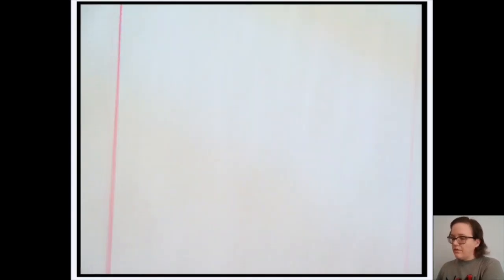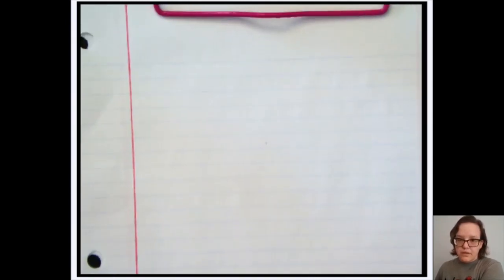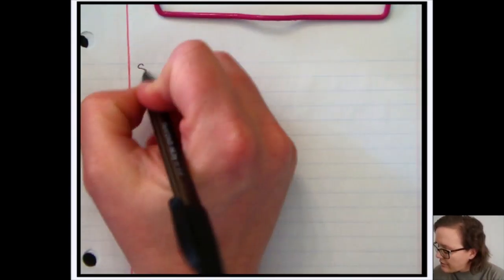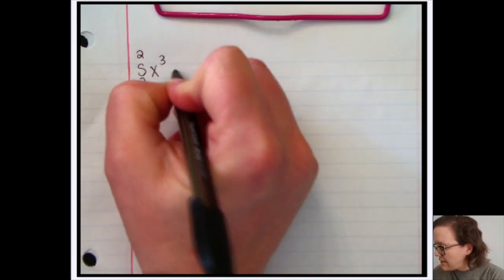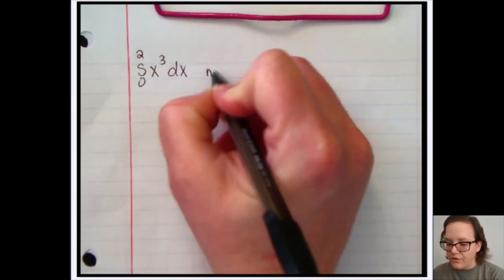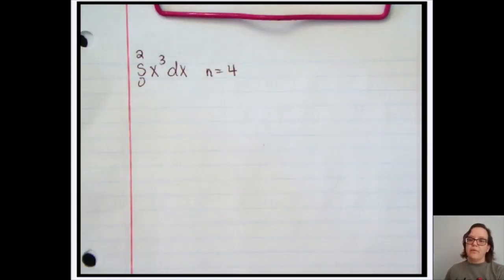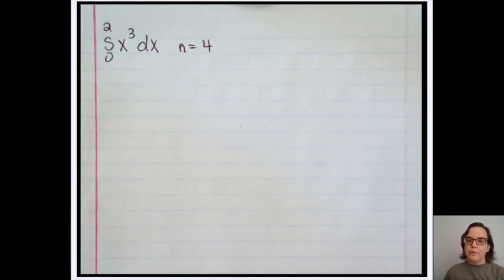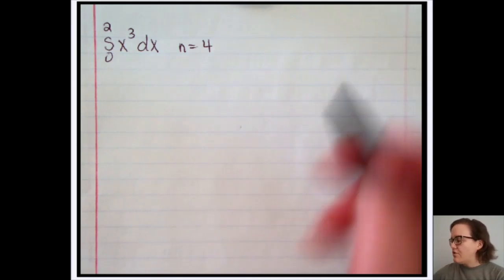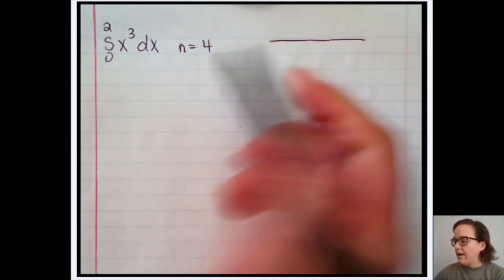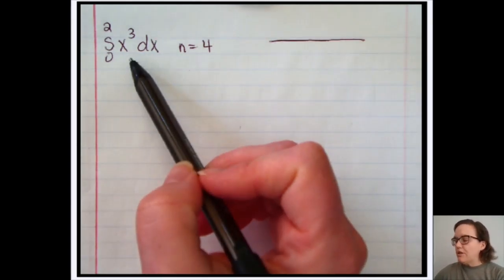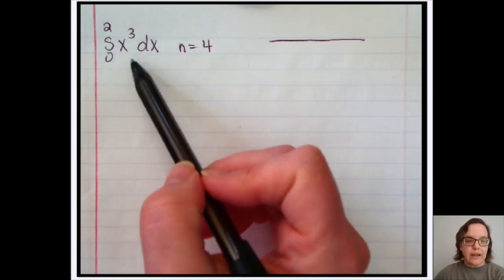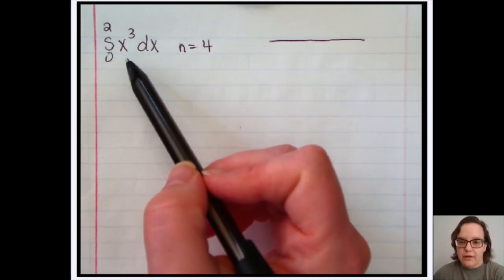Okay, so let's look at the integral from 0 to 2 of x cubed dx, where n is 4. Again, this is one that we would want to integrate just normally, because it is just the simple power rule, but just to demonstrate how this rule works. We do know that this should be 4, from the previous work.